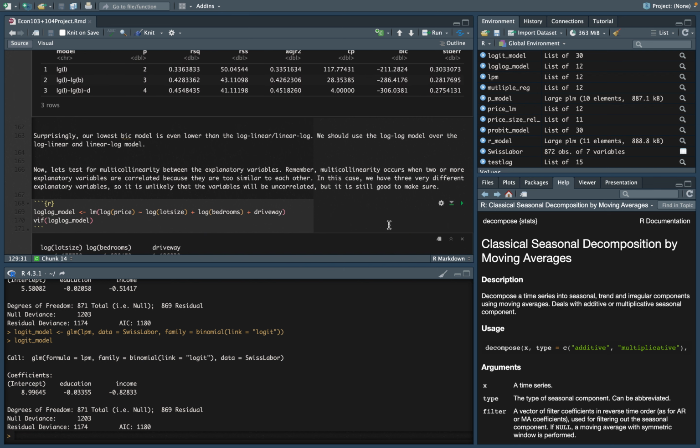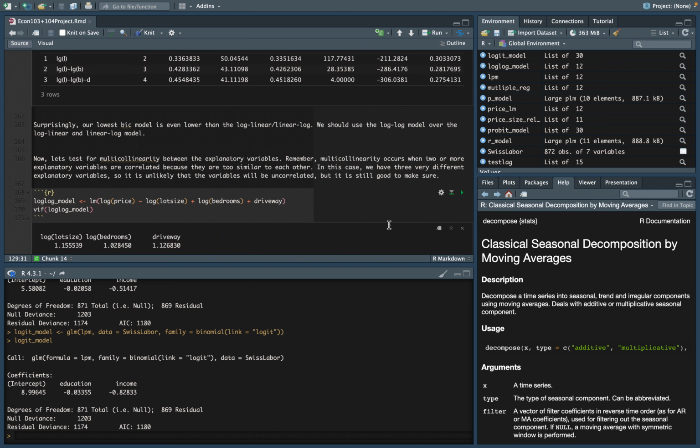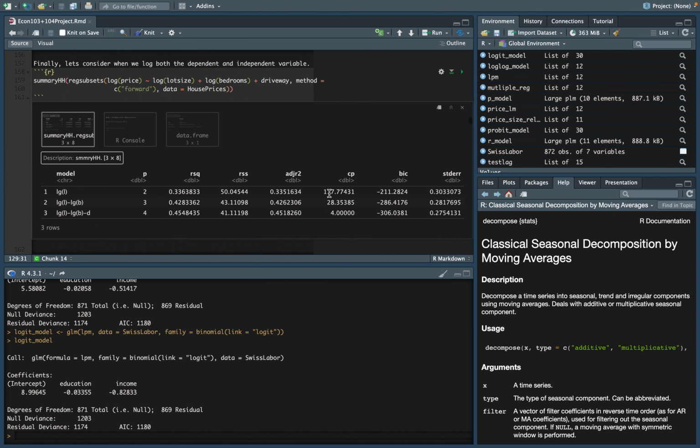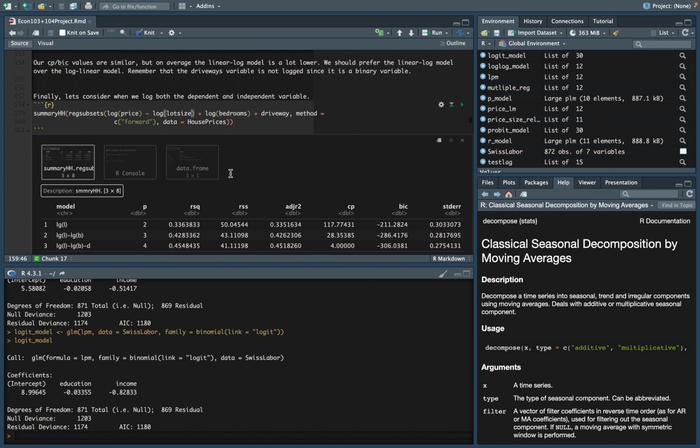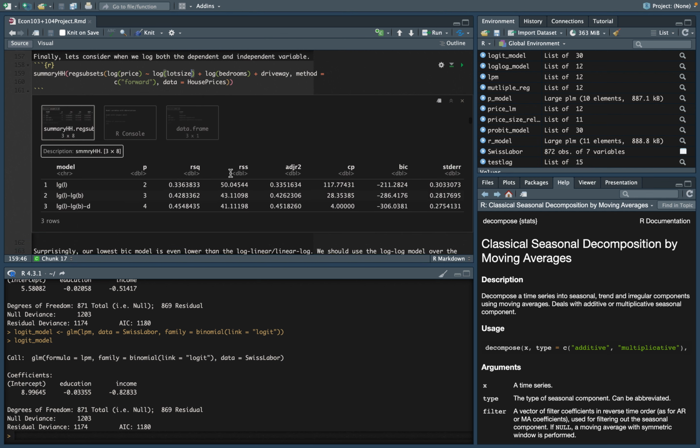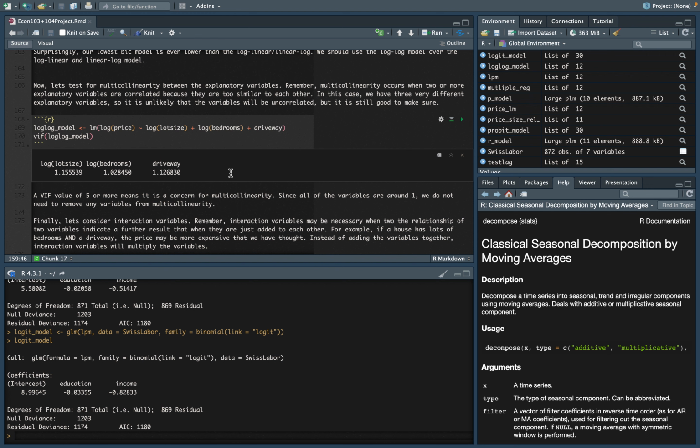So now we want to test for multicollinearity. Remember that multicollinearity is when explanatory variables are correlated with each other because they're usually too similar. So in our example, if we have log of lot size, which we kind of interpreted as land size, and if we also have acres, then they would have multicollinearity. We don't really need to check for that, because they will have multicollinearity since they are too similar. But to check for multicollinearity, we want to use the VIF function for the regression model.